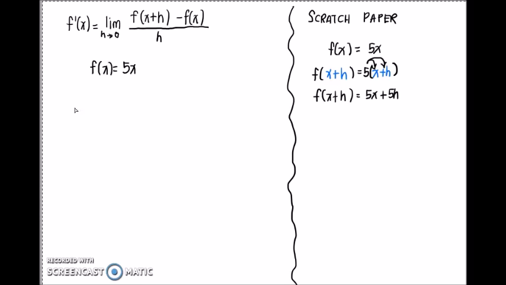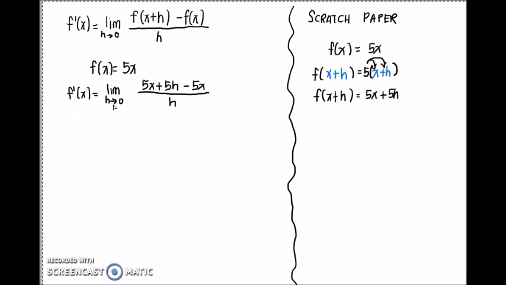Now, we're ready to find the derivative. So, balik tayo sa ating derivative. Derivative of f of x is equal to the limit of f of x plus h. So, f of x plus h is this one. So, we will have 5x plus 5h minus f of x, which is 5x, all over h as h approaches 0. I would like to apologize for my handwriting. Di talaga ako sanay magsulat dito.